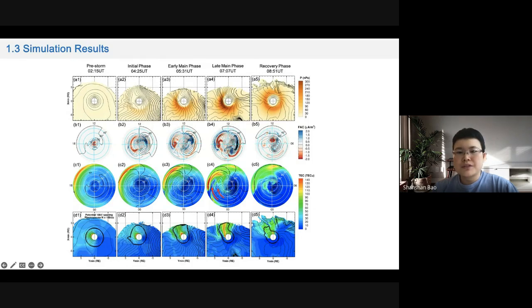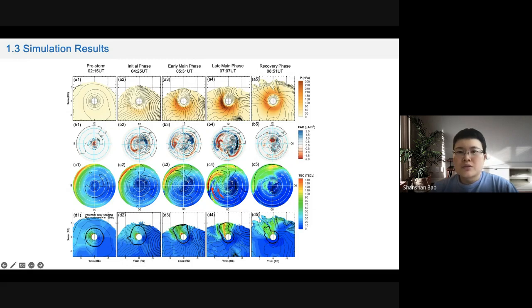The peak of the TEC has moved toward higher latitude, and there are plasmaspheric plumes. This is a TEC plume starting to extend toward the polar cap, and at the equatorial plane, you can see the plasmaspheric plume has already been generated, although at this time it's kind of symmetric along the x-axis.